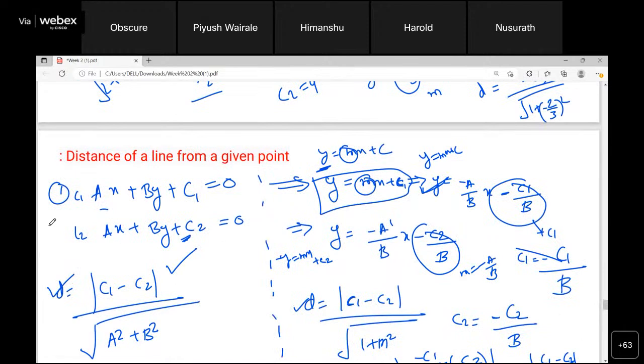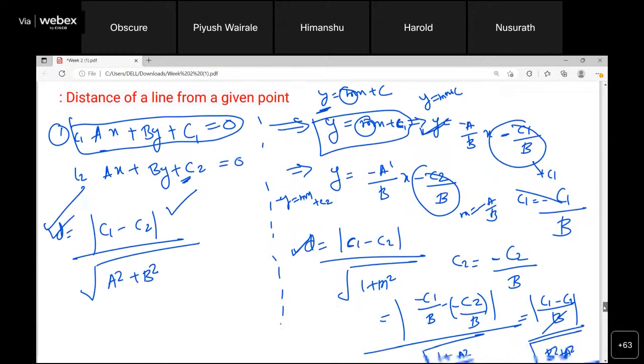So don't get confused. If you are given this type of general equation, use this form. If you are given y equals mx plus c, then you have to use this form. Or you can remember any one case, or just try to bring it into that form.